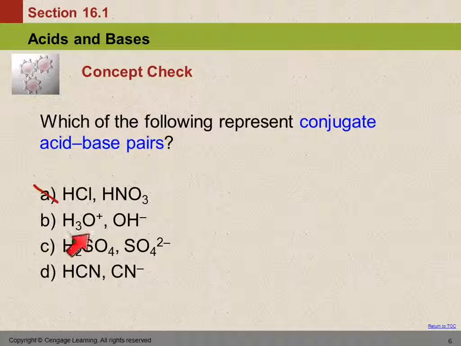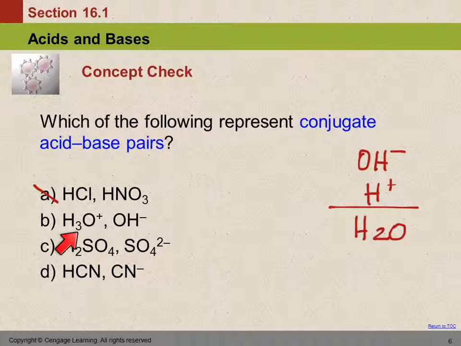How about this one? H3O+ and OH-. Those look a lot more similar than these two. But let's see what happens here. So OH-, if we add an H+ to that, what do we get? We get H2O. Is this H2O? No. Not a conjugate acid-base pair. Really close, but not. How about this third one? H2SO4 and SO4 2-. Do they differ by one hydrogen? No, they differ by two hydrogens.